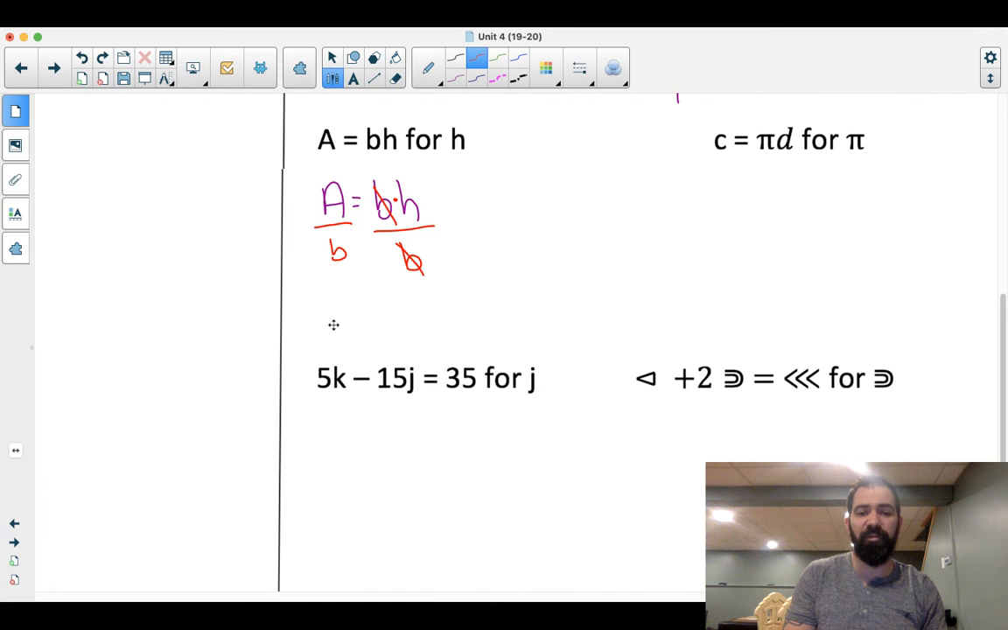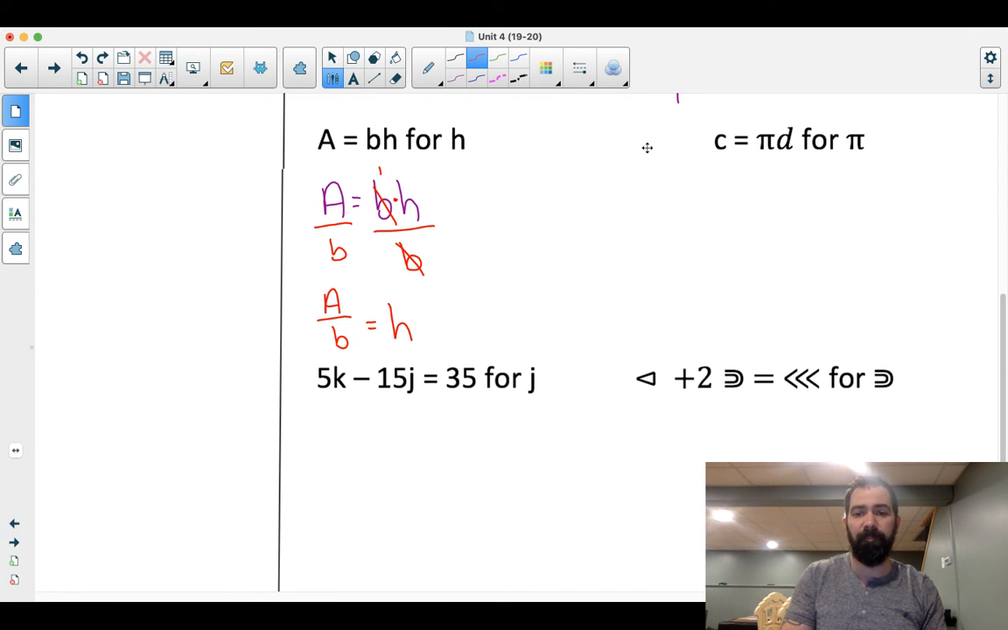And we're left with b over b, which is just 1. Oops, sorry, this is a capital A. A over b, area divided by the base, will give you the height. And you're done.